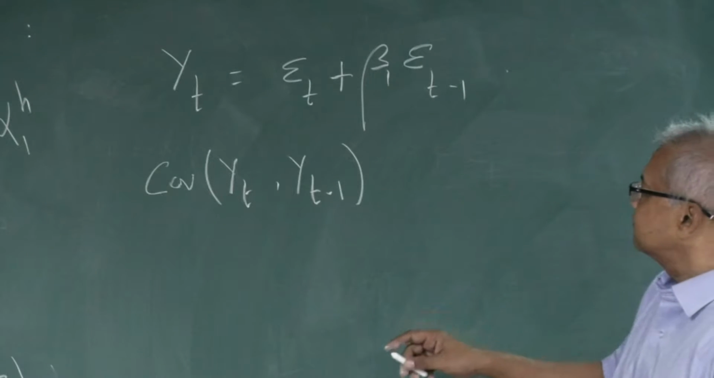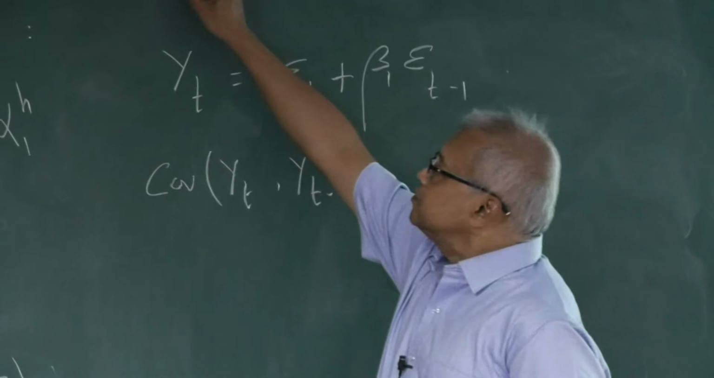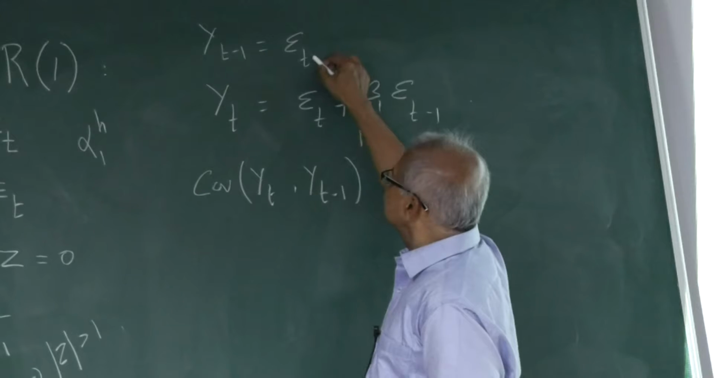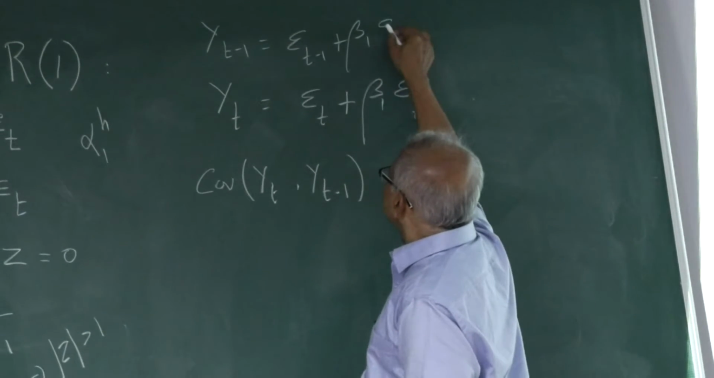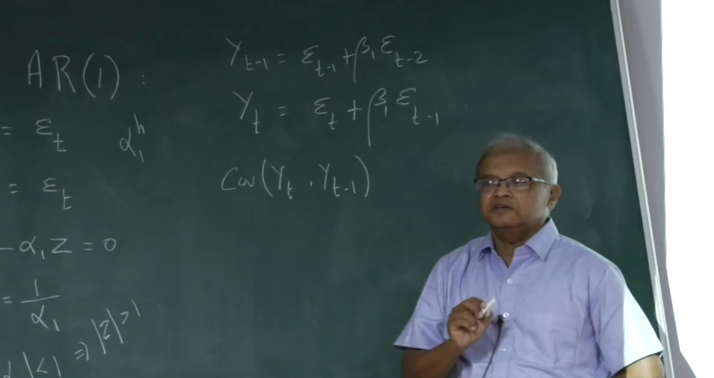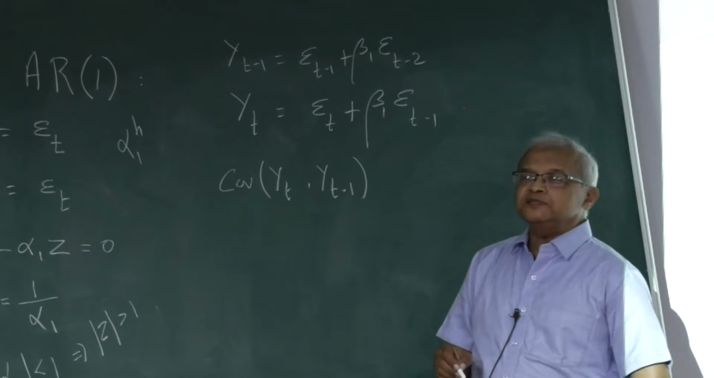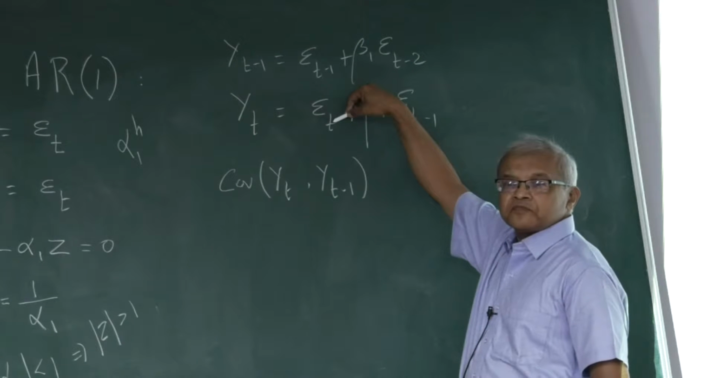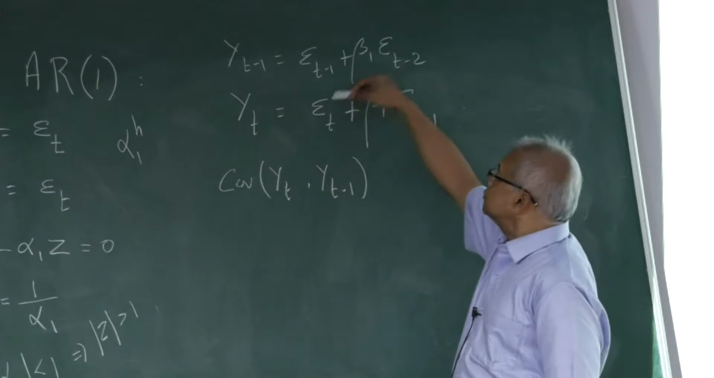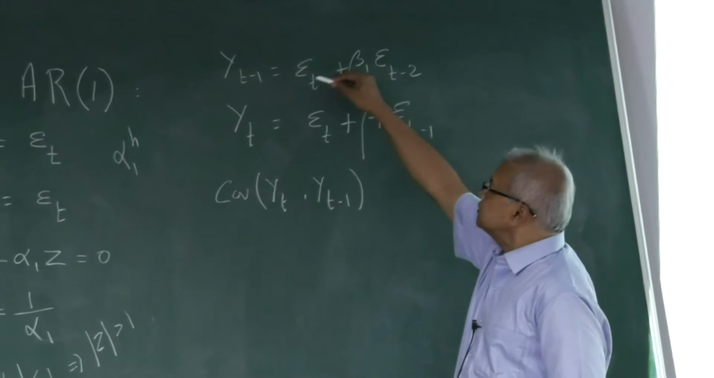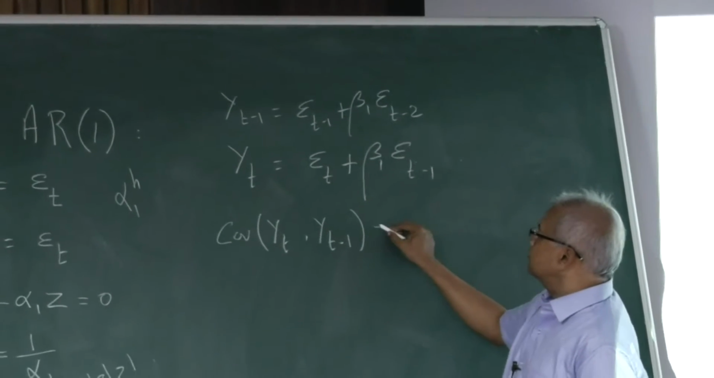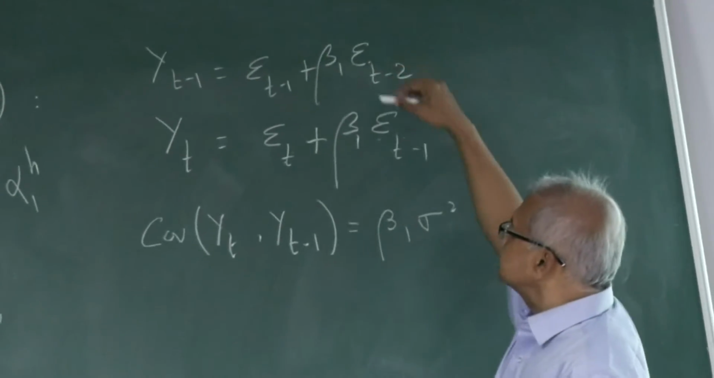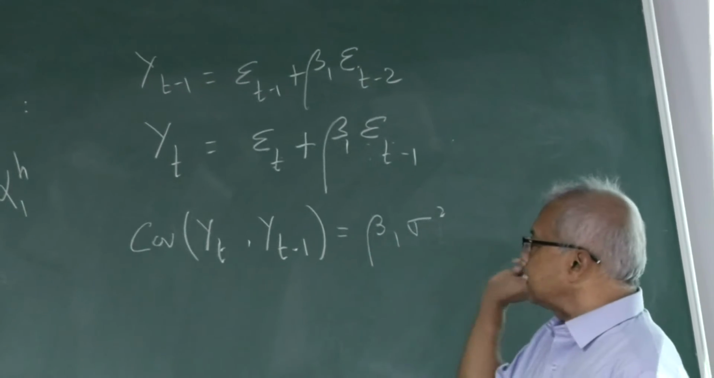What is yt minus 1? What is yt minus 1? Epsilon 2, right? What is the covariance between these two? This into this is 0 because independent. This into this is 0. This into this gives you beta 1 into variance. This into this is 0 again. So you get something like this.